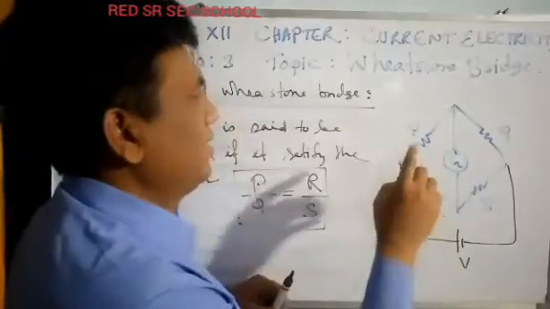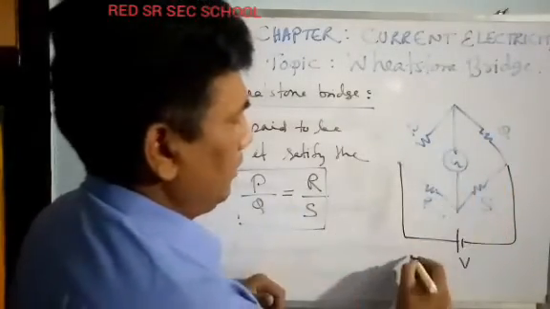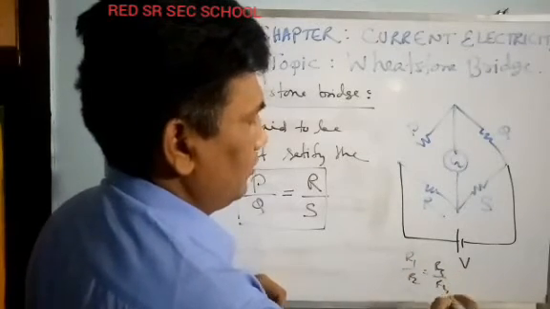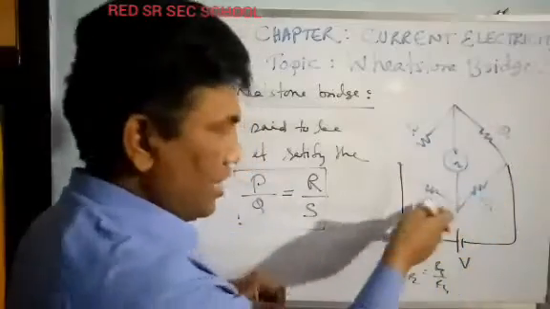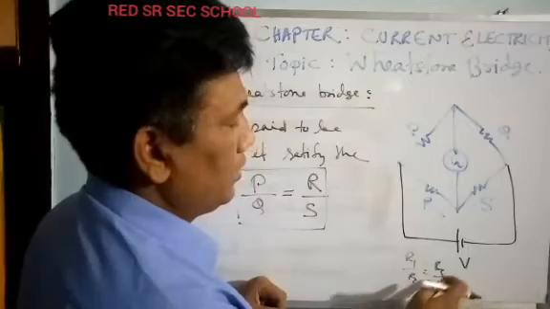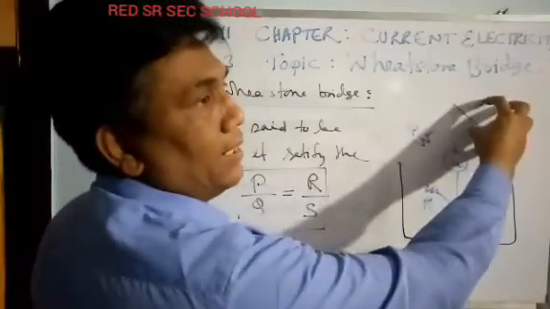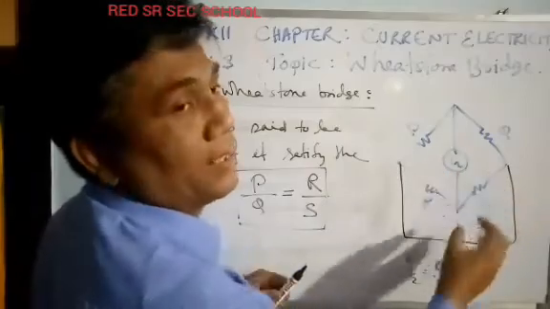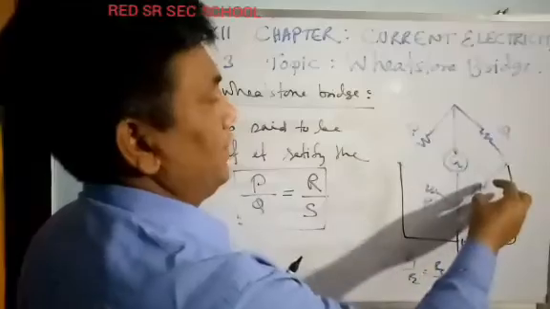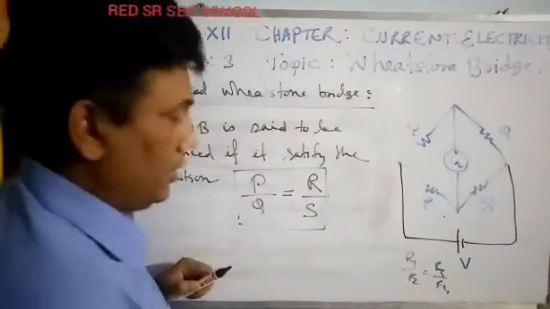If you put R1, R2, R3, R4, then what will happen? R1 by R2 equal to R3 by R4. If you put R1, R2, R3, R4, for the balance condition, R1 by R2 equal to R4 by R3. Left divided by right equal to left divided by right. You can do the reverse also. Right divided by left is equal to right divided by left. That is not an issue.